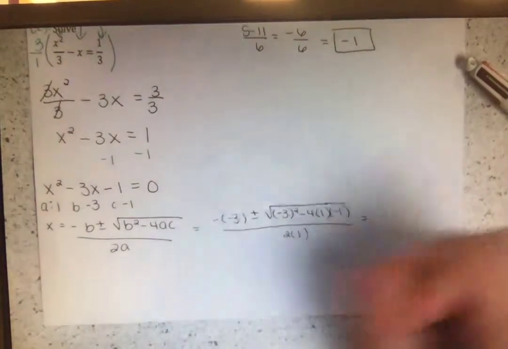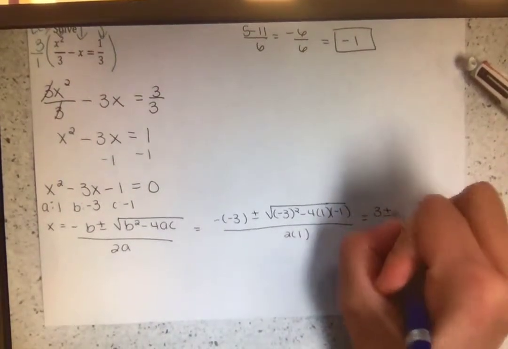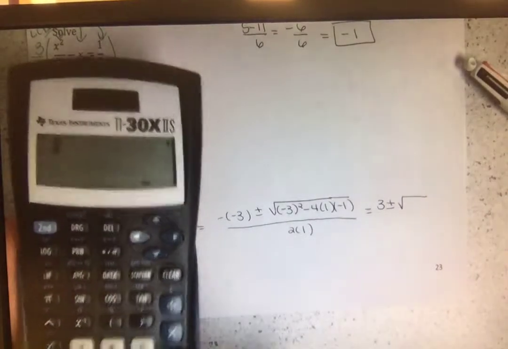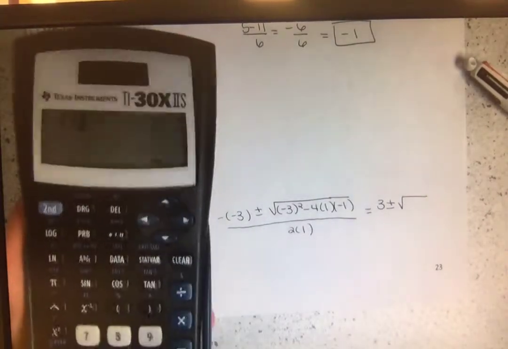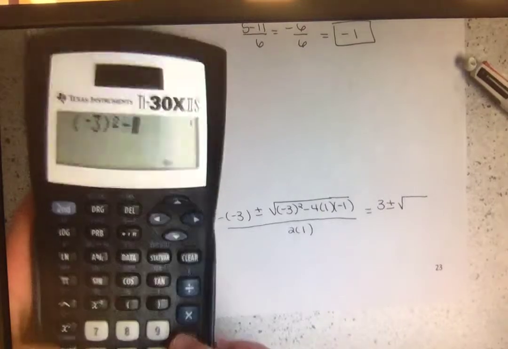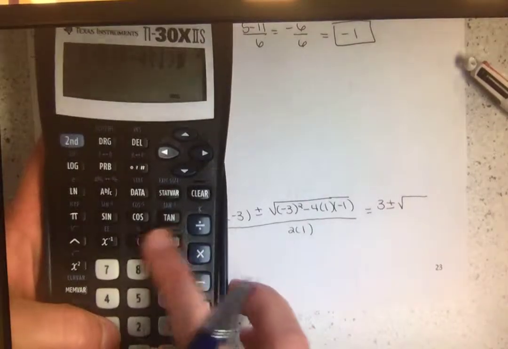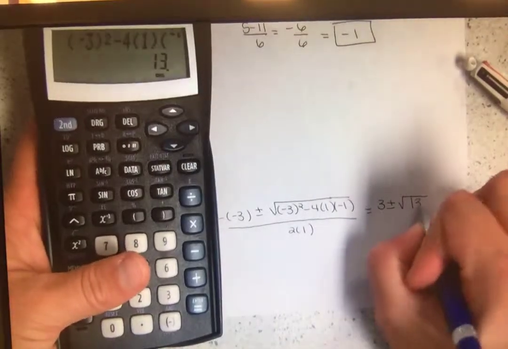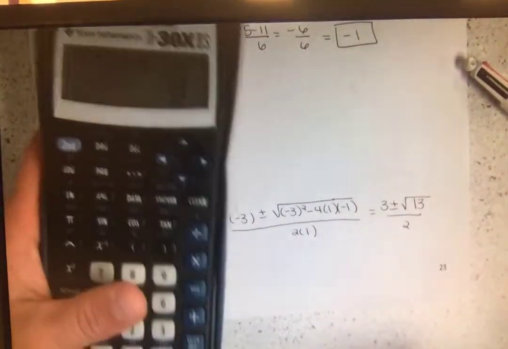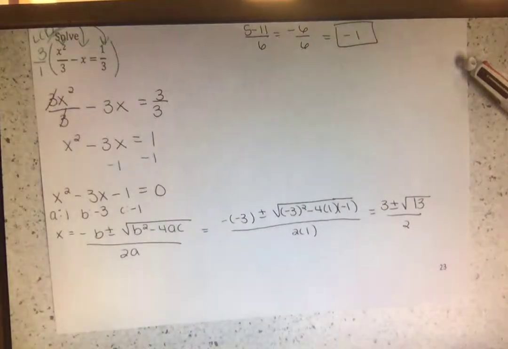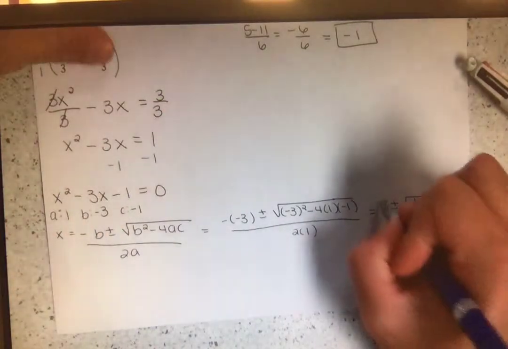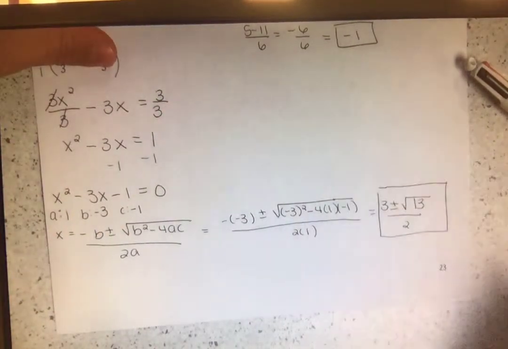We have negative 3, which will give us positive 3, plus or minus the square root. Plugging in whatever's underneath the radical exactly like we see it, in parentheses, 3 squared minus 4 times 1 times negative 1 will give us 13, all over 2. 13 is prime. It cannot be broken up anymore, so it cannot be simplified. 3 and square root of 13 are not like terms. Nothing can be simplified here. So this will give us our final answer.